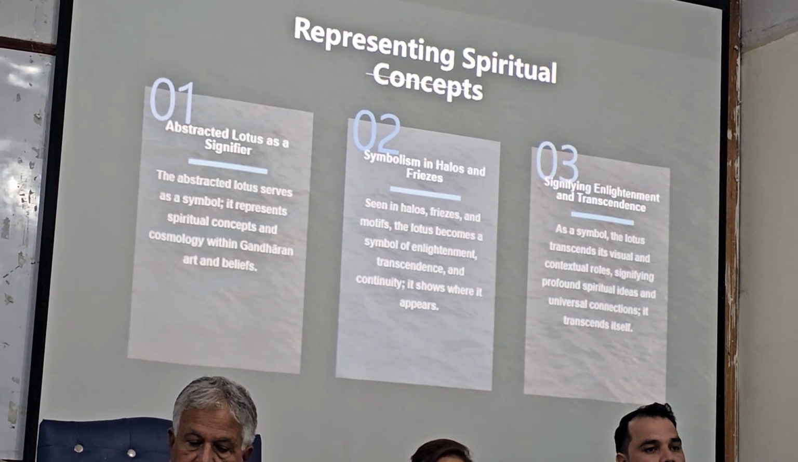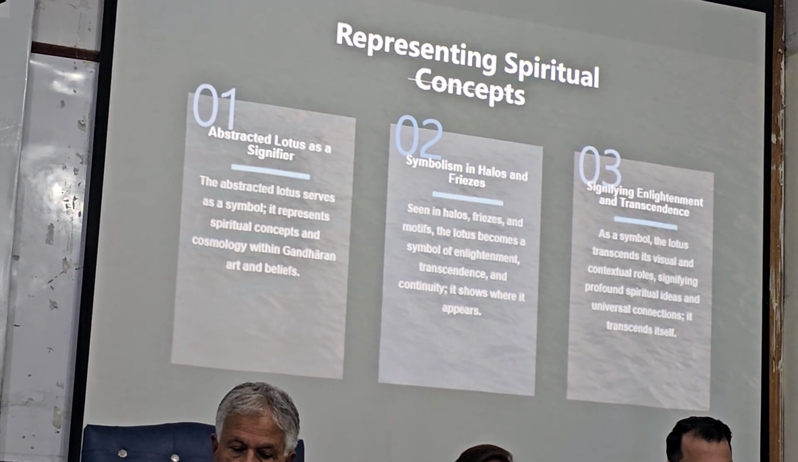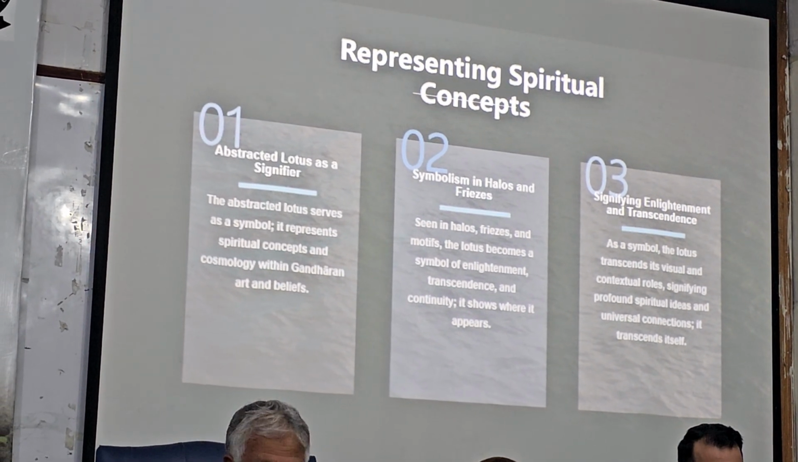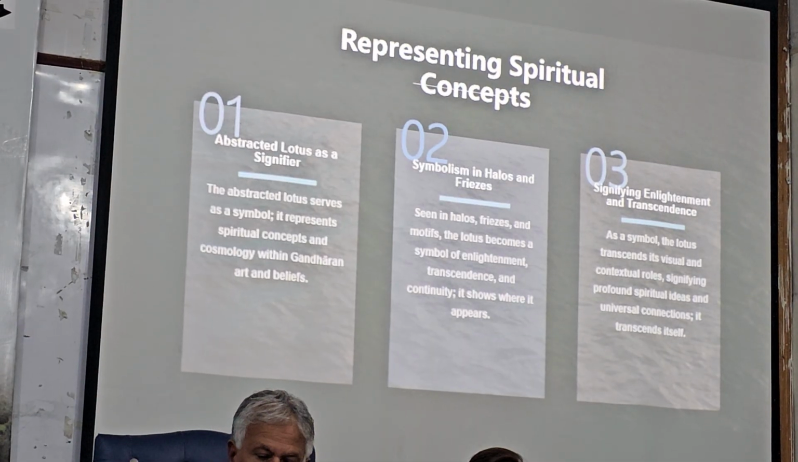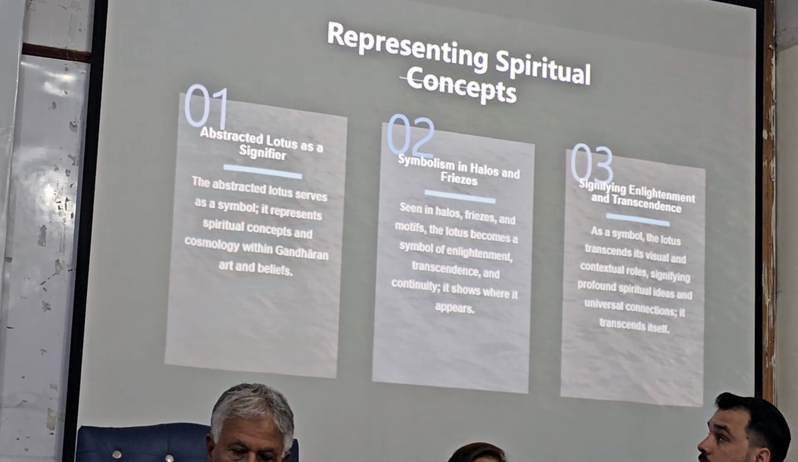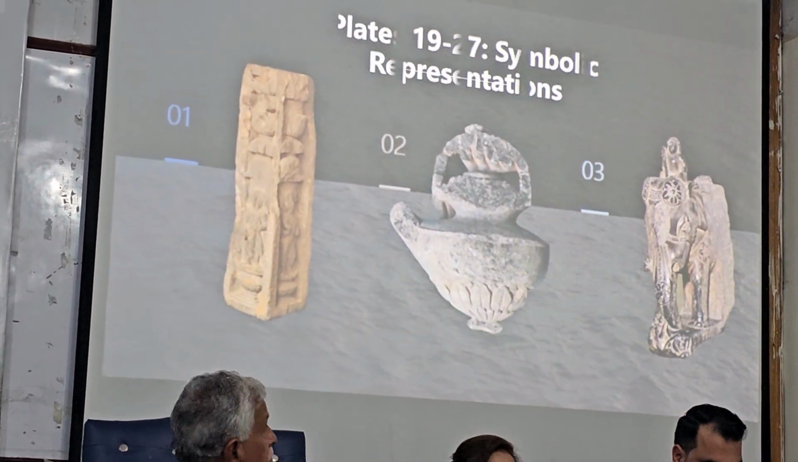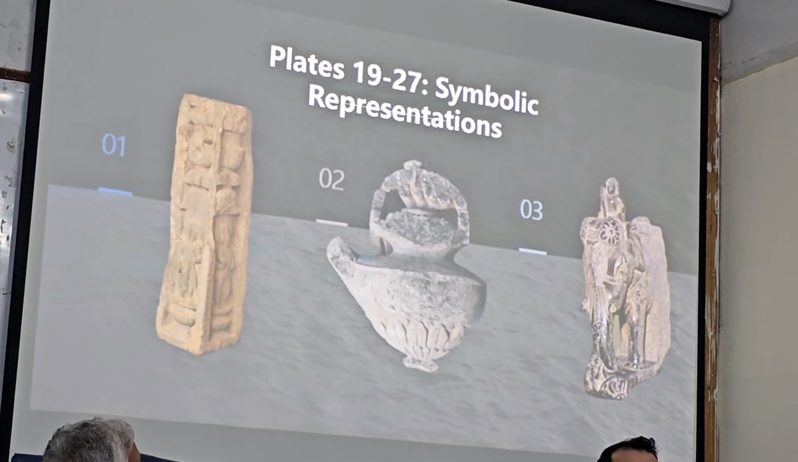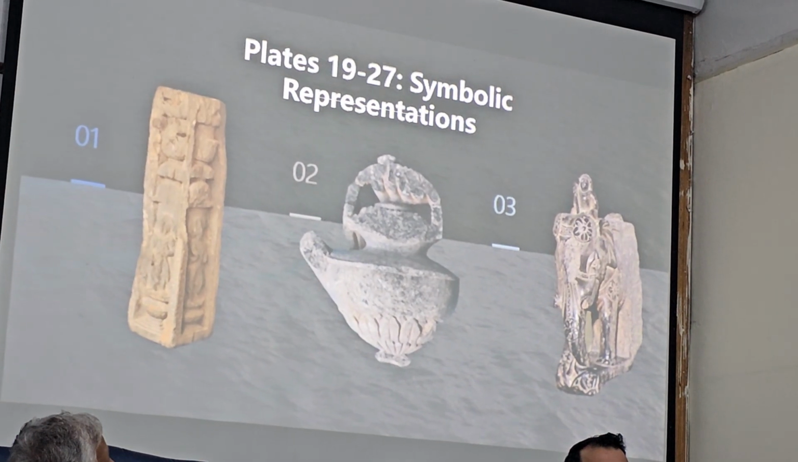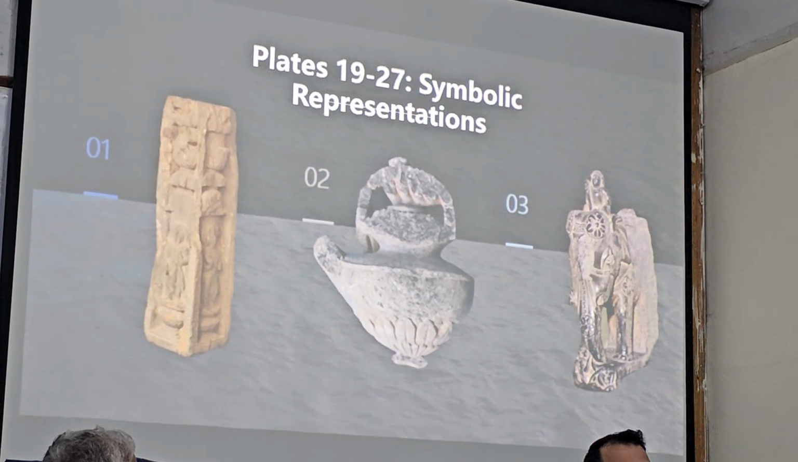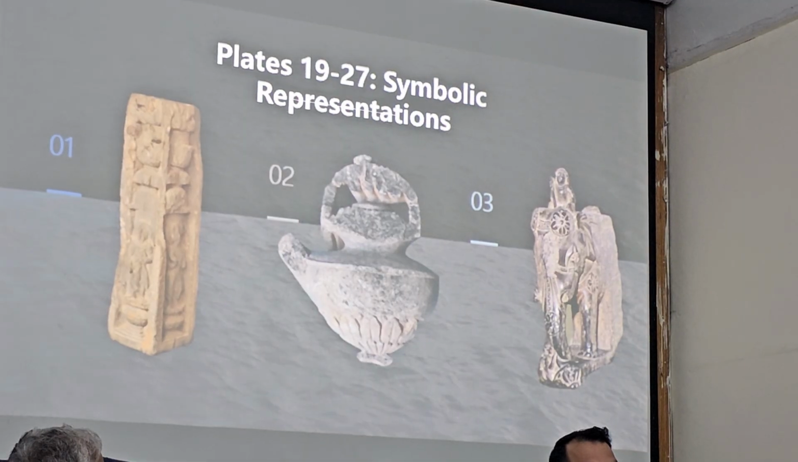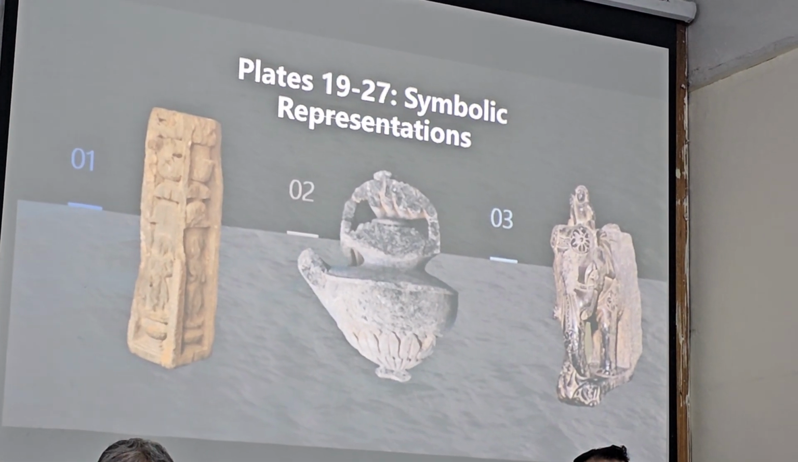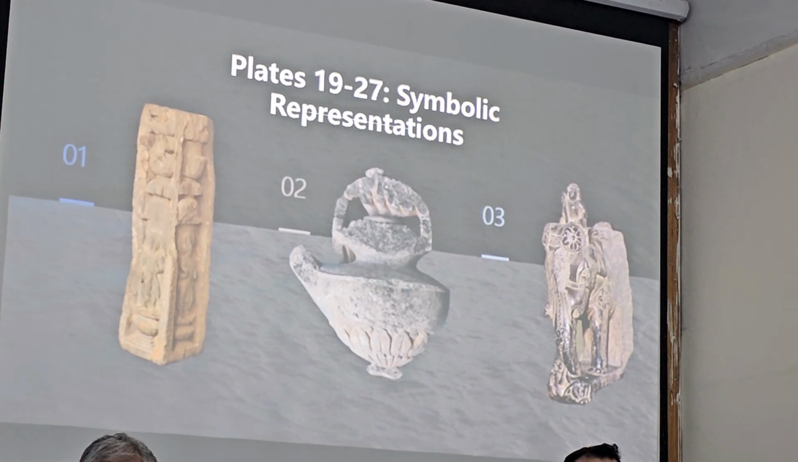Then, as a symbol, the lotus transcends with the visual, contextual relics, signifying profound spiritual ideas of universal transcendent beliefs. Here are a few more examples, and it is not only symbolic in the sense that it can be seen in the entire architecture, but it can also be seen on objects related to Bodhisattva Maitreya, as in on his water flask.